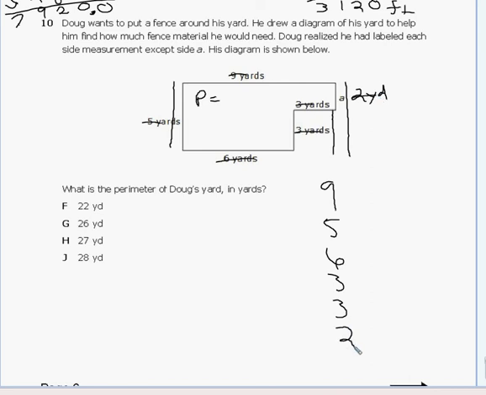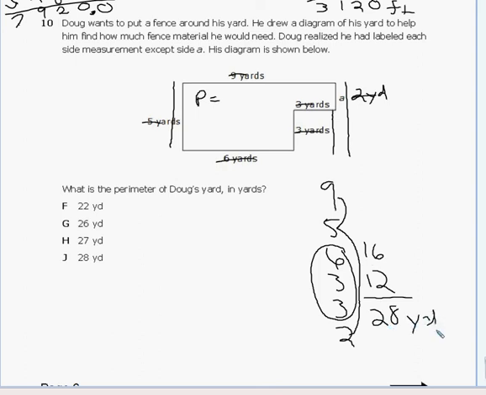Try to find some numbers to put together to equal something here, and we'll say this is 6 and 6, that's 12, and that's 7, and that would be 16. Add that up, that's 28. So it looks like 28 yards is the distance around. So you need 28 yards of fence.